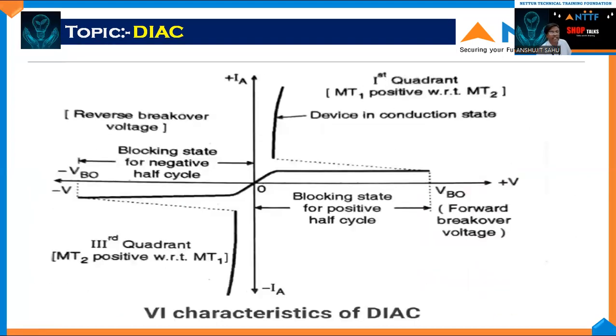Then the VI characteristics of the DIAC. In the blocking state for the positive half cycle, some leakage current will flow and the breakover voltage is required, and then the current will increase. In the third quadrant, some leakage current will flow and here also the breakover voltage is required, and at that time the current will increase.